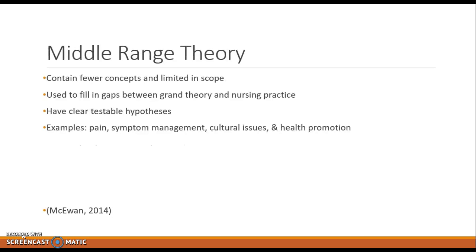So then as we're focusing in a little more, we have middle range theory. They contain fewer concepts and are limited in scope. They are used to fill in the gap or bridge the road between grand theories and nursing practice. You can actually have clear testable hypotheses with a middle range theory. Some examples of middle range theories include pain, symptom management, cultural issues, and health promotion.